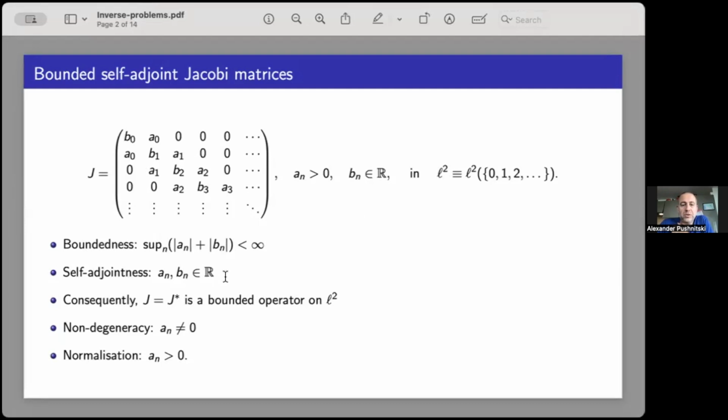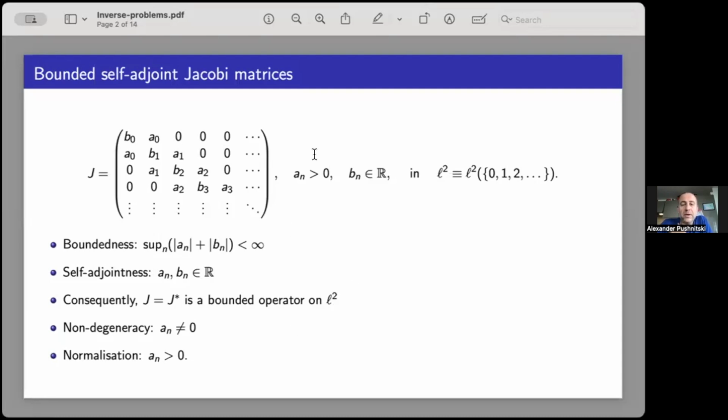In addition to being bounded, we want this J, this Jacobi matrix, to be self-adjoint. It's clear that this means that Bn must be real. And if I write A here and A here without complex conjugation, that forces A to be real as well. So if I assume these assumptions, then this matrix J is a bounded operator on L2.